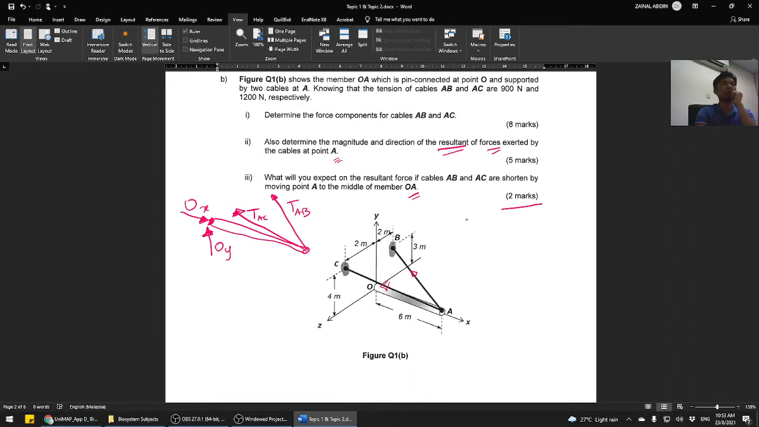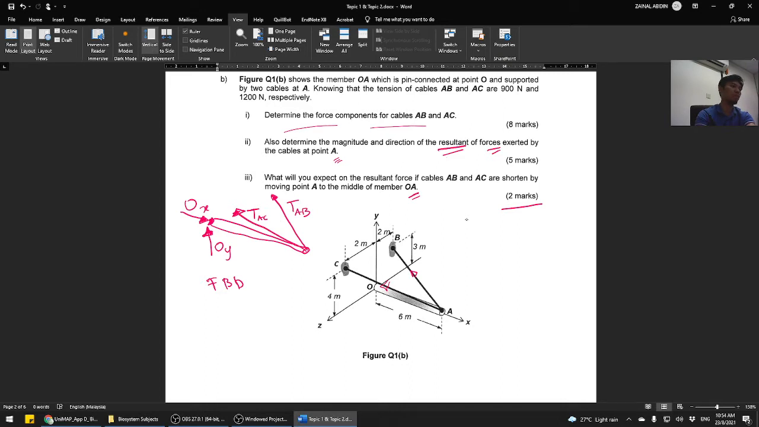Okay, so this is your FBD. You can have that mark even though the question didn't ask you to draw an FBD, but you drew it. You can have a mark from there if the FBD is correct. From the FBD, you can start to solve your problem: determine the force component for cable AB and AC.